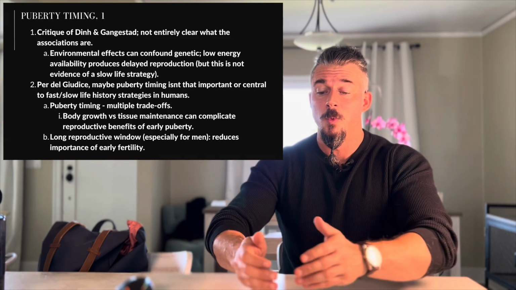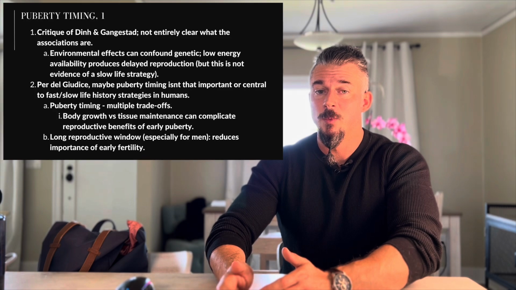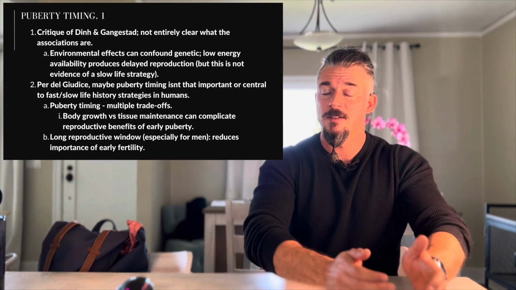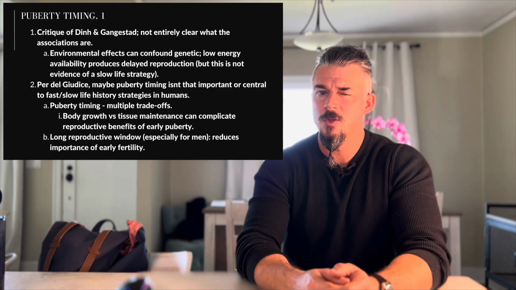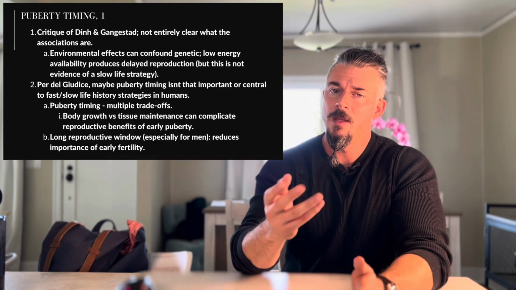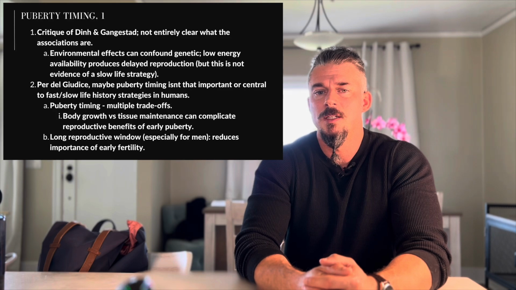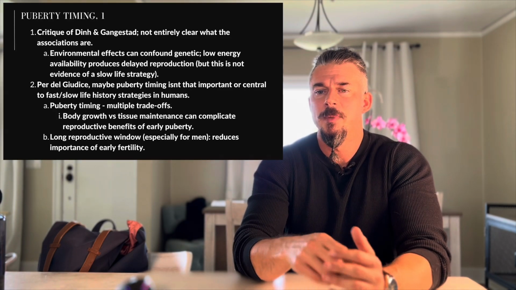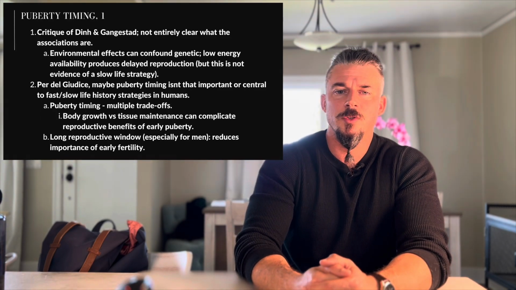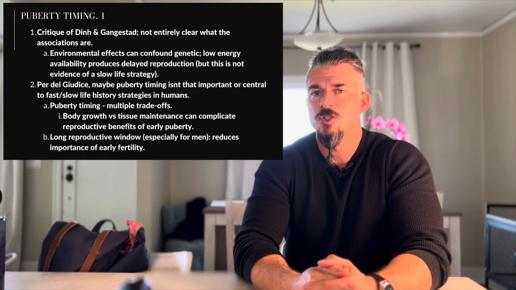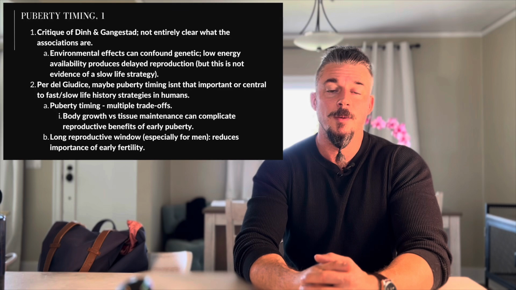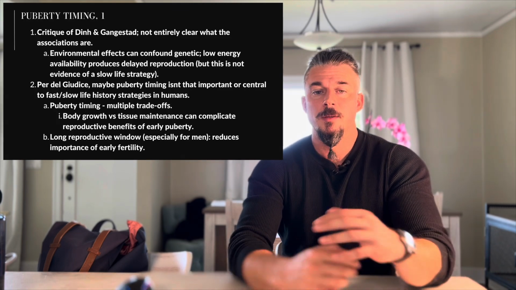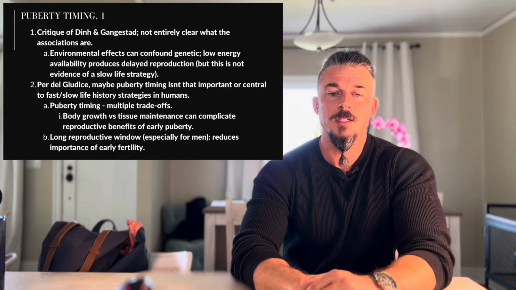In fact, in environments that are resource scarce, we actually expect people to deviate more in their slow, fast life history strategy. So we have kind of a confound there. And then, according to Marco Del Giudice here, maybe puberty timing is just not that important or central to fast, slow life history strategies at all, like was proposed initially. Maybe it's not the most important thing. Why would it be? It doesn't have to be, right? We can modify the theory as needed.